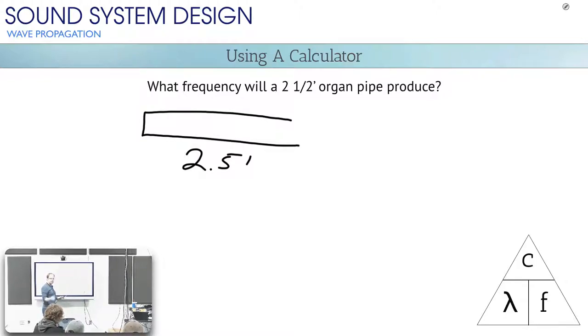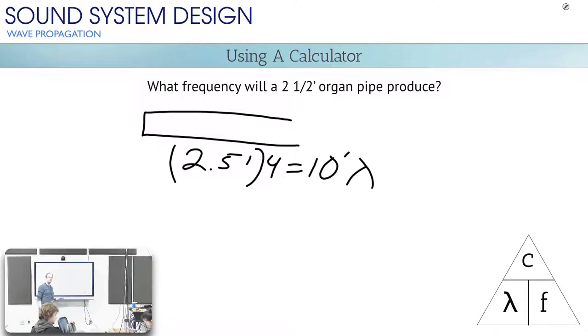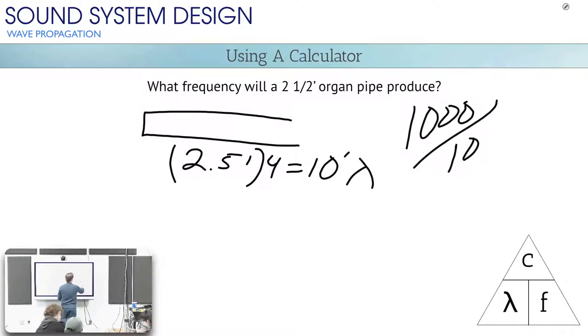What would that be? Well, the first thing is we need to find out what the wavelength would be before we can know the frequency. So what would be the wavelength? Open on one side, so it would be 4 times as long, right? So what's 2.5 times 4? 10, right? So if we say times 4, it's a 10-foot wavelength. Okay, so what frequency has a 10-foot wavelength? That would be 1,000 feet per second divided by 10, which is 100. That's what we did before, 100 hertz.